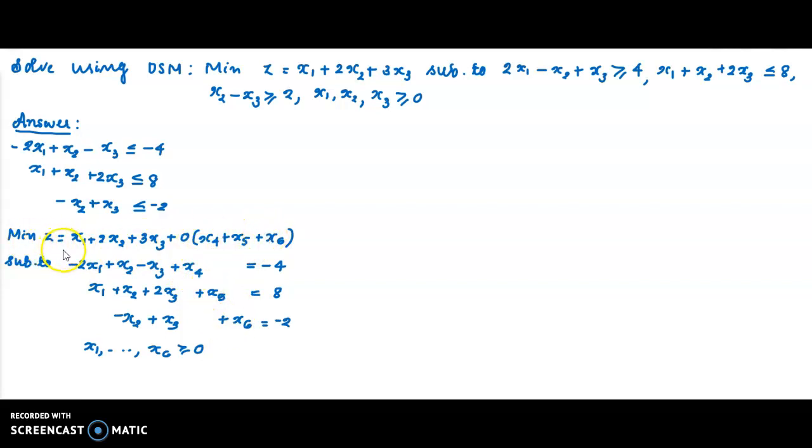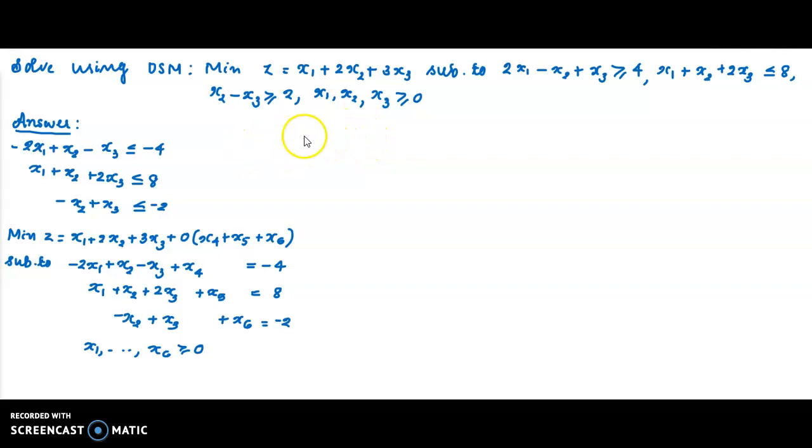Minimize z, we can write it as it is. Subject to first constraint, x4 added, equal to -4. In the second, x5 added, and the right side is positive. In the third, x6 added, and the right side is negative. All the variables given satisfy the non-negativity restrictions and our slack variables x4, x5, x6 also satisfy the non-negativity restriction.